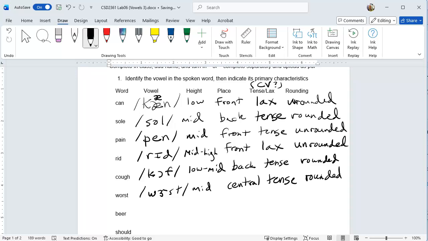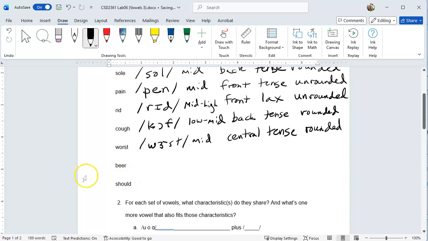Next up we've got beer. That's our ear, our r-colored vowel sequence. So we transcribe it that way. And since that's an I vowel again, it's going to be exactly the same as our other I above. Mid-high, or high-mid, front, lax, and unrounded.